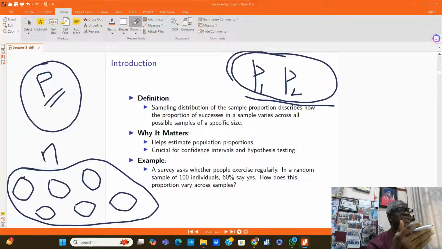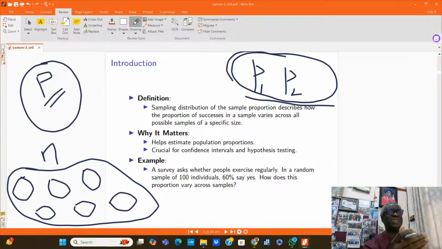So the sampling distribution of the sample proportion simply describes how the sample proportions vary across the possible samples. So that is the definition of sampling distribution of a sample proportion. It simply represents the distribution of sample proportions from all possible samples drawn.